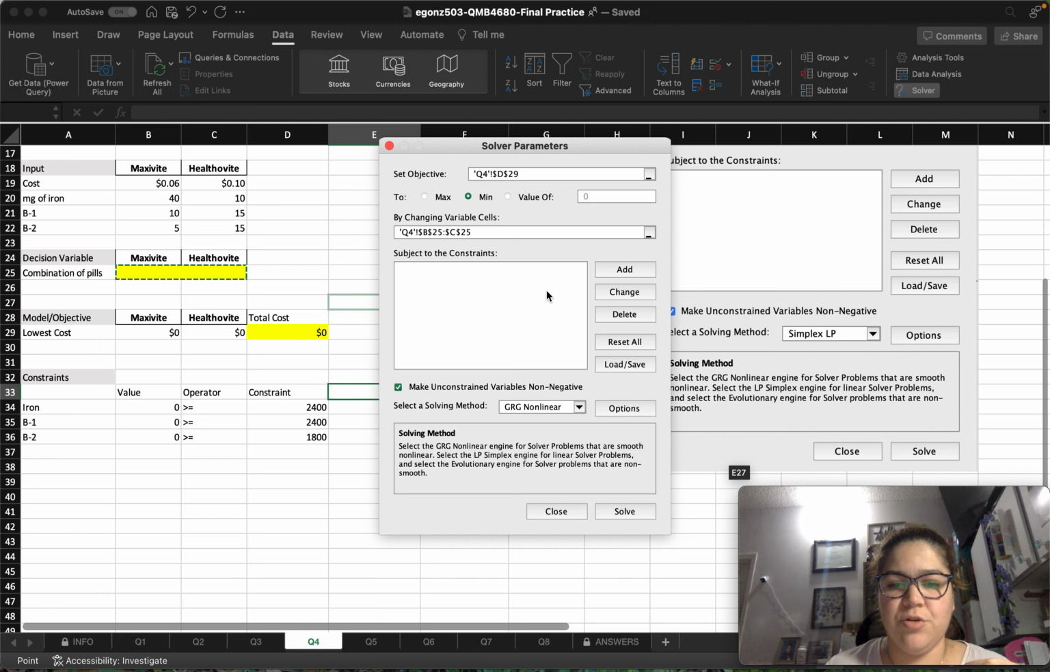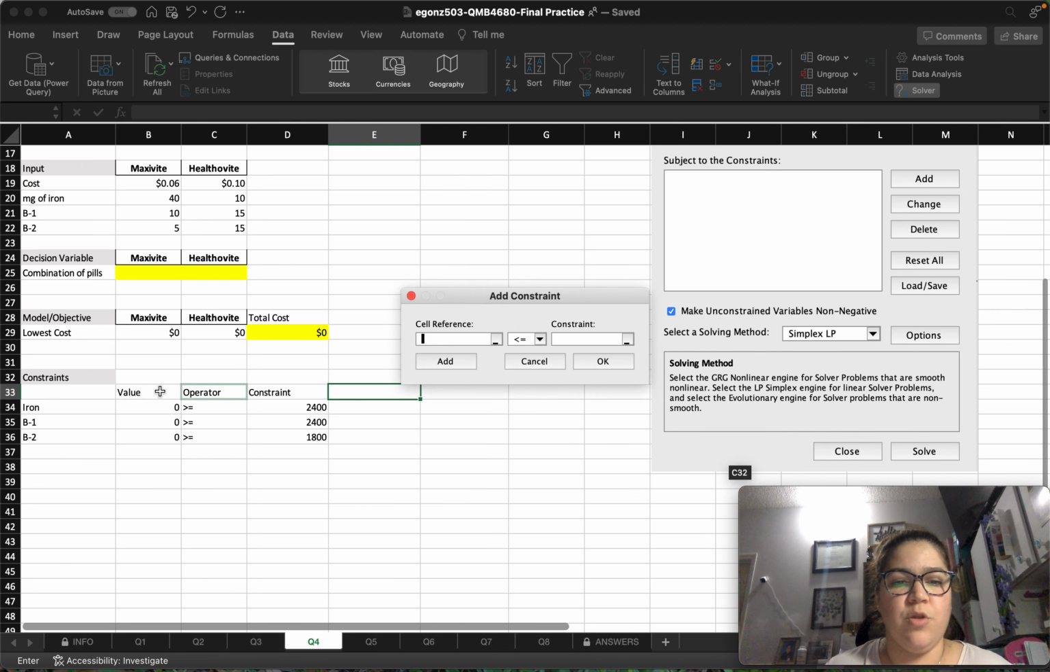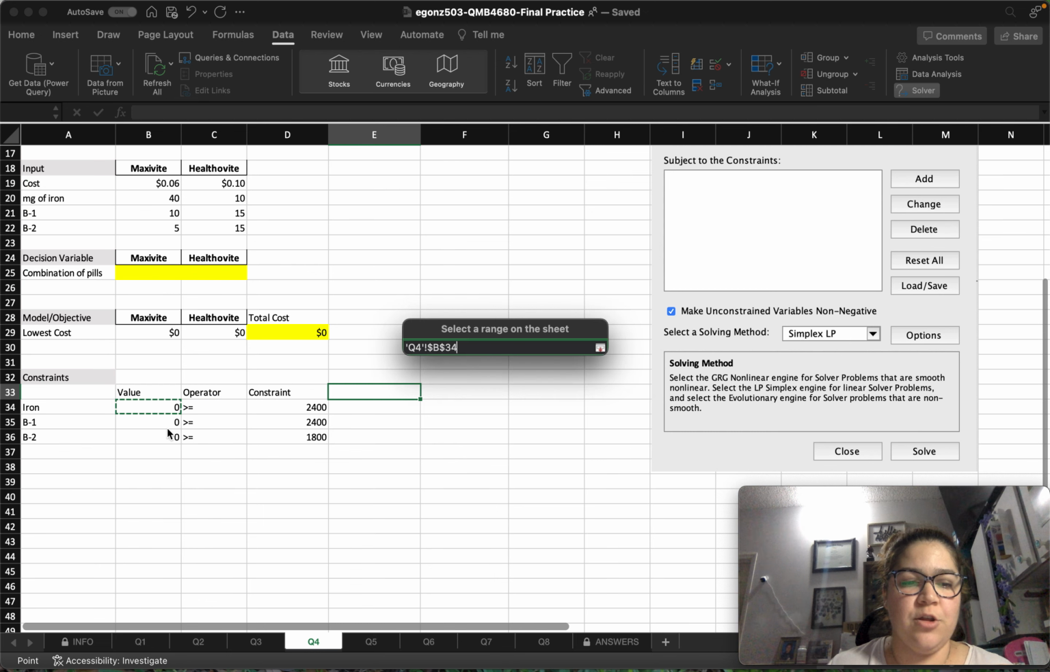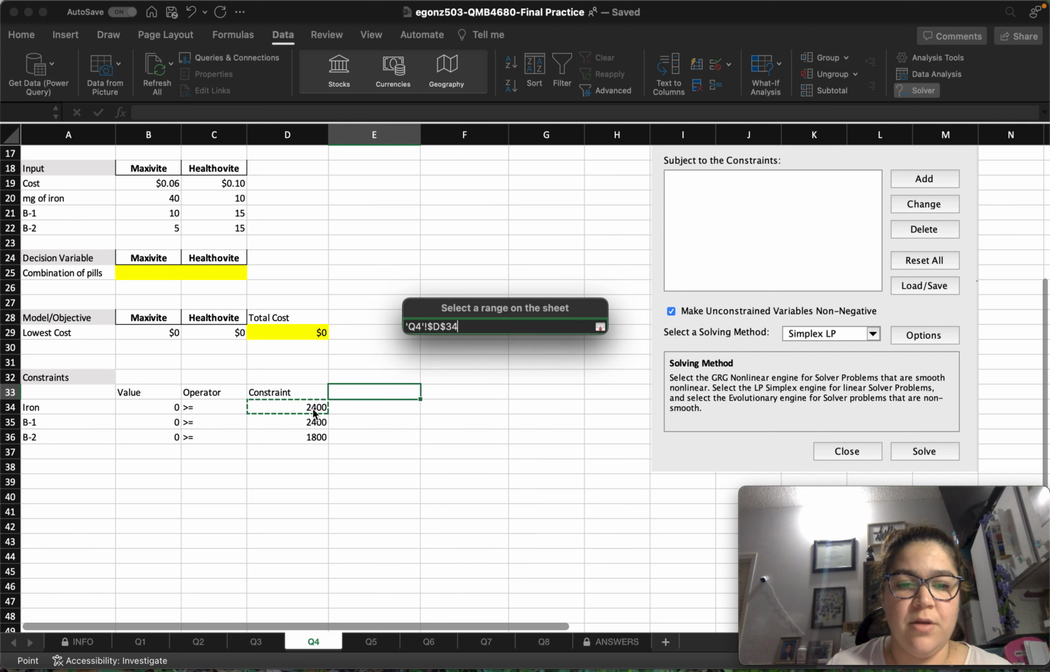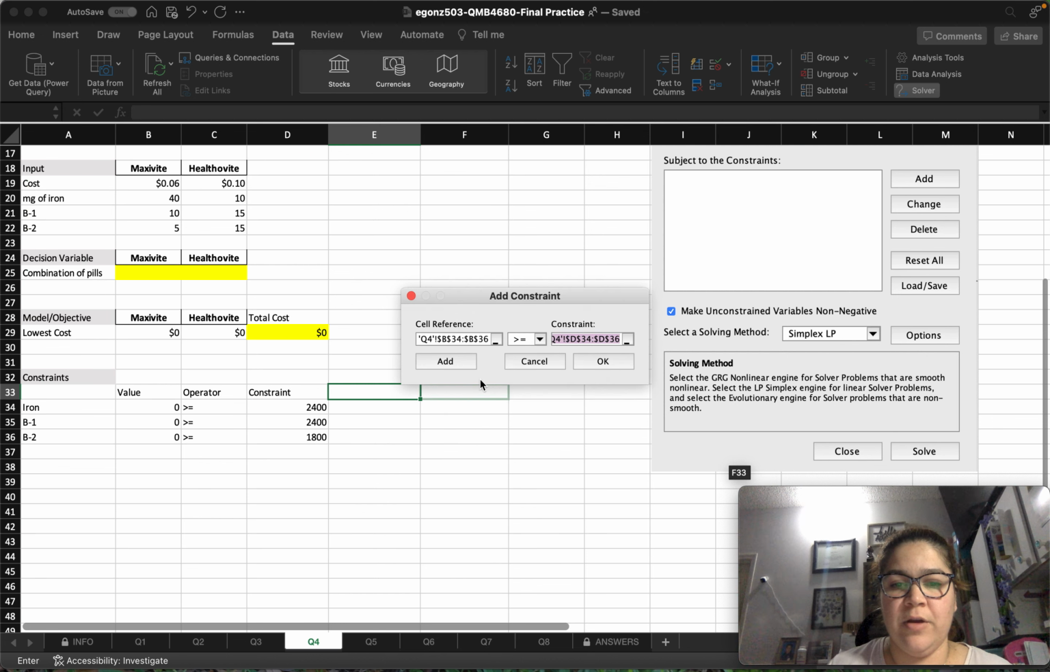Now for the constraints, let me change it in here. It's always going to be Simplex LP. Now we're going to add. So who are going to be my constraints? Well, the ones that we put down here at the bottom. Since all of my explicit constraints have the same operator, we're going to put them all together. So I'm going to select these 3. And now I'm going to pay attention to the operator right here. They are going to be bigger than or equal to this right here, right? I'm going to hit OK. And then I'm going to hit add. Why? Because I have an implicit constraint.